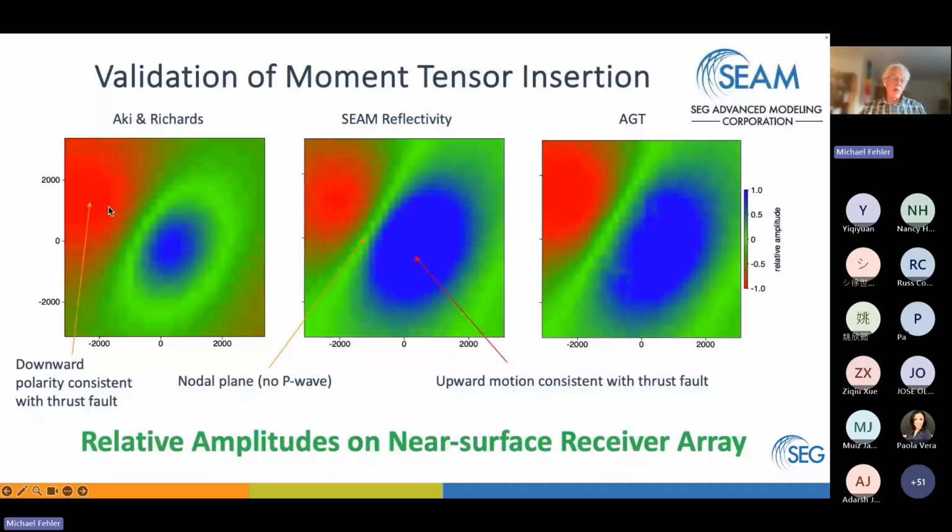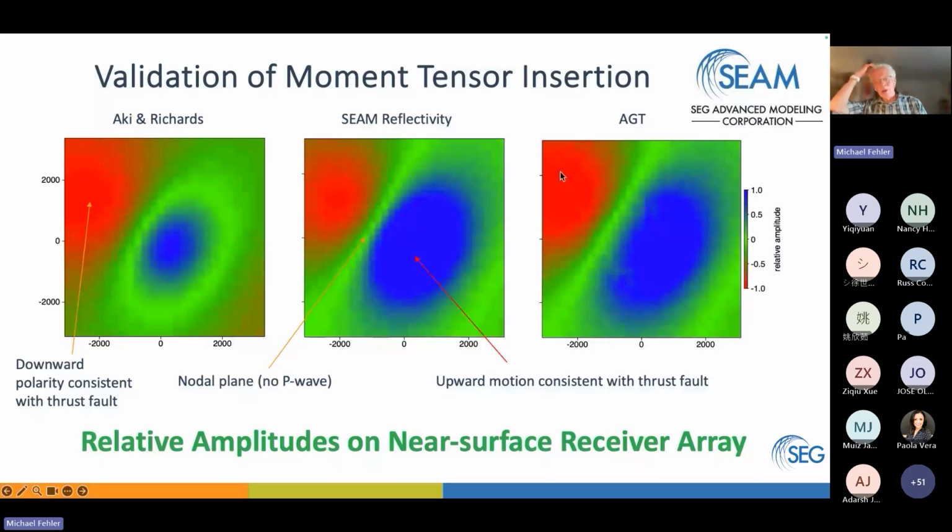We have downward motion on one side of the fault and upward motion on the other. And we have a nodal plane that you can see here. This is what Aki and Richards would predict we should get for amplitude and polarity. This is what we got by our calculation using a reflectivity code, which can only deal with simple models. This is what AGT gave us. The comparison is quite good.